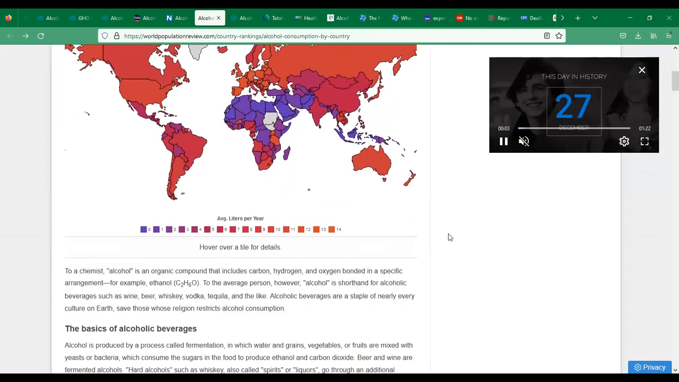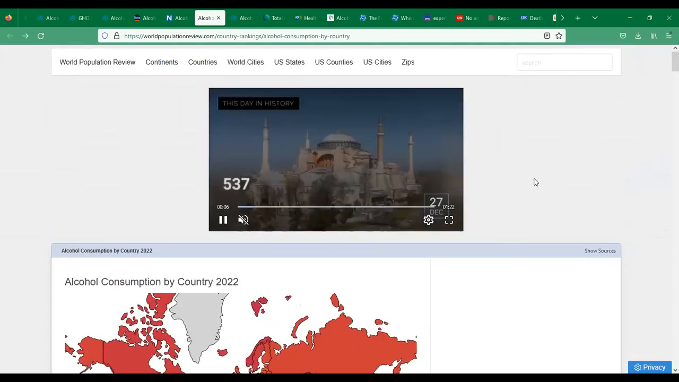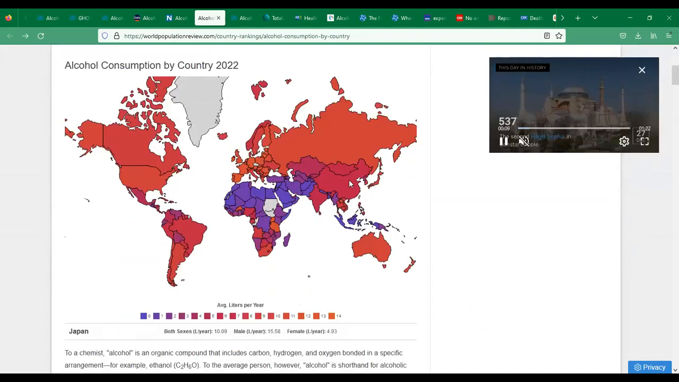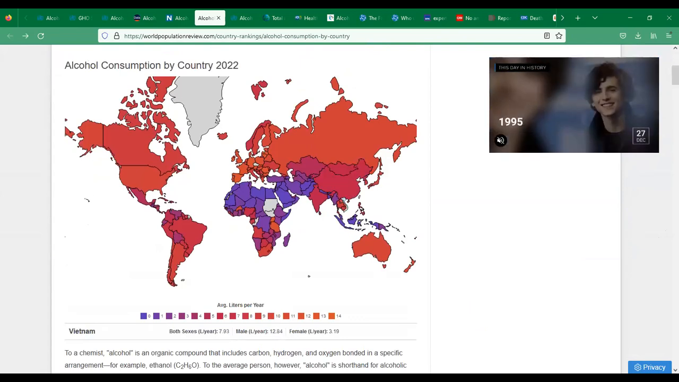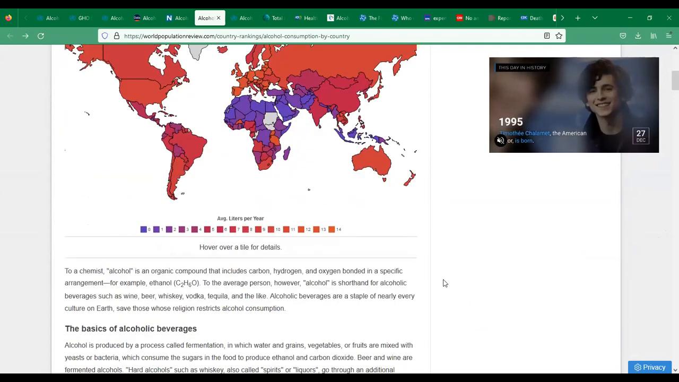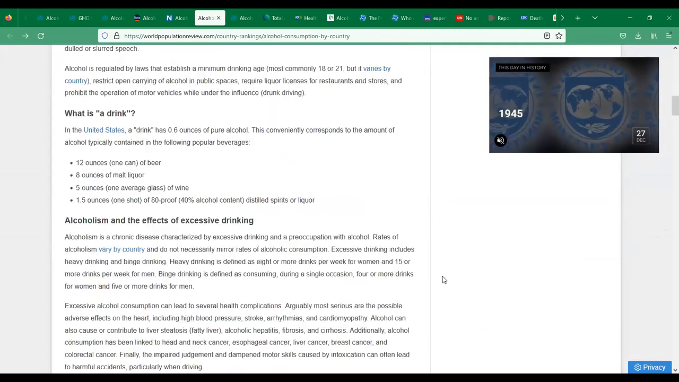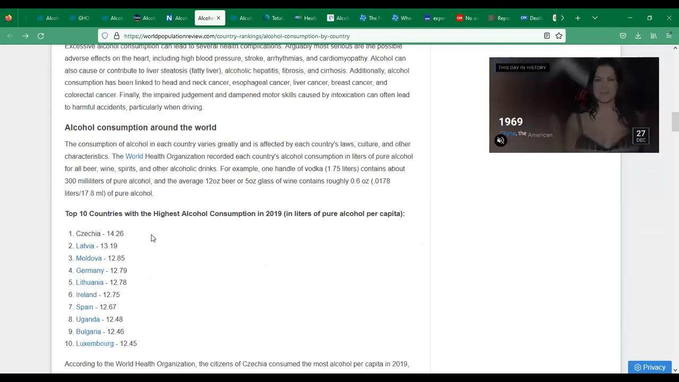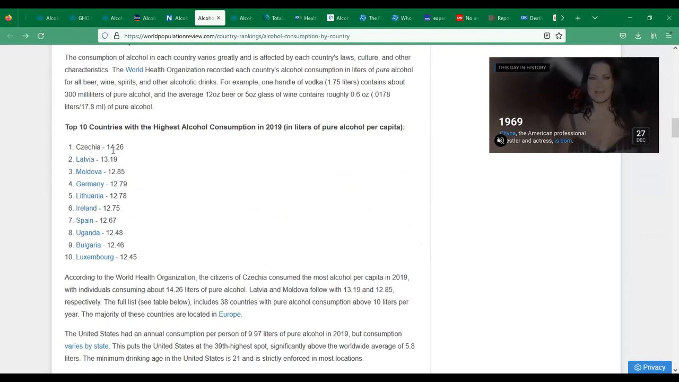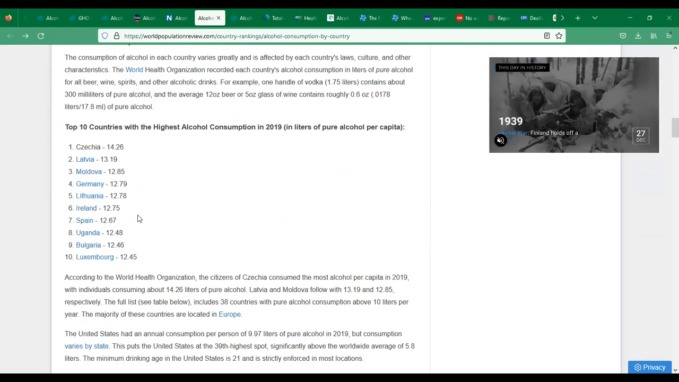So we have here data that I got from the WHO, talking about average liters per year of drinking, and this is about the US again. And top countries again, 2019. Top countries: Czech Republic, Latvia, Moldova, Germany, and so on.